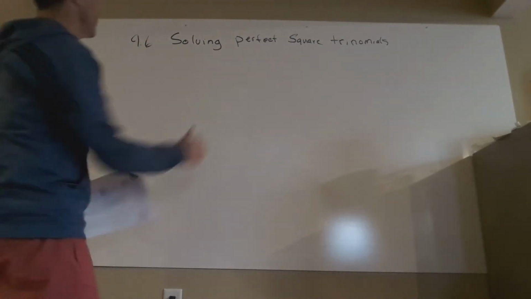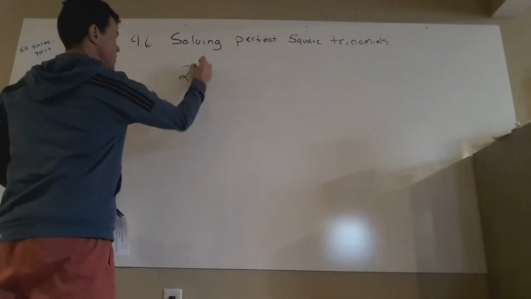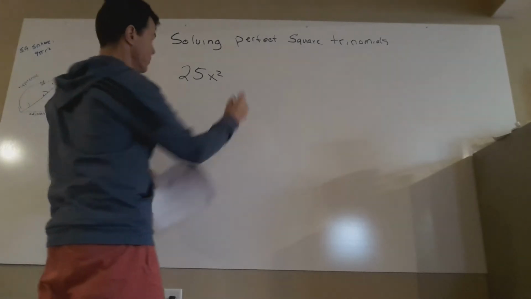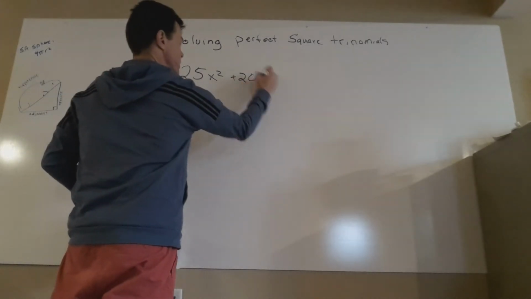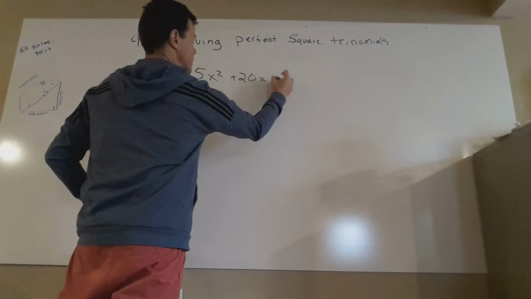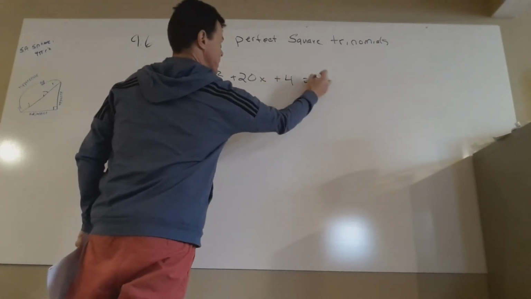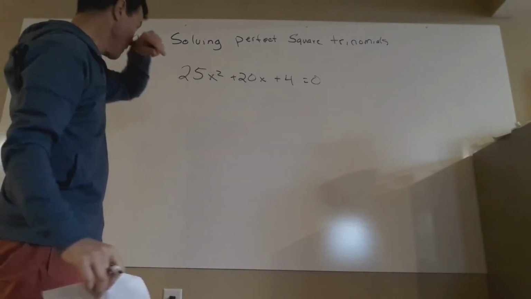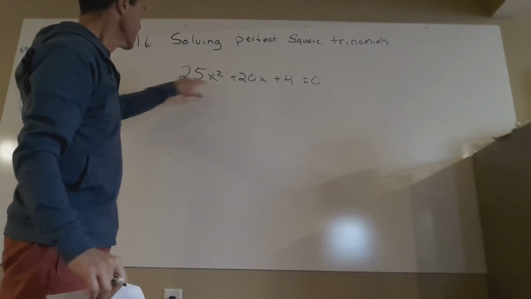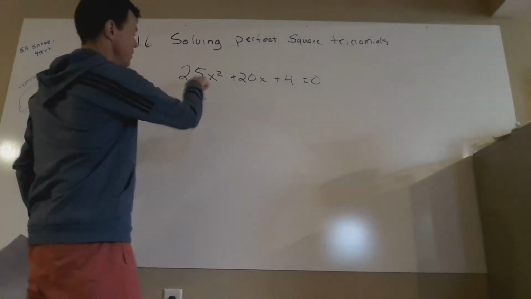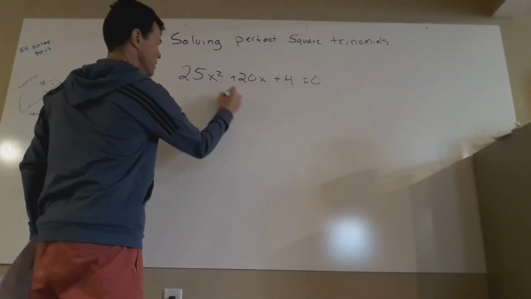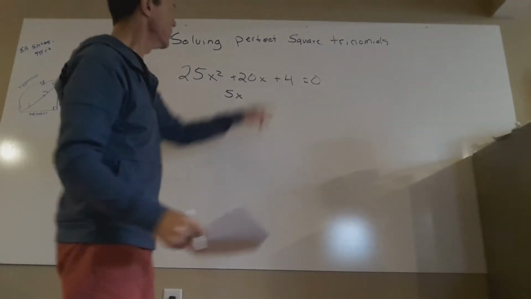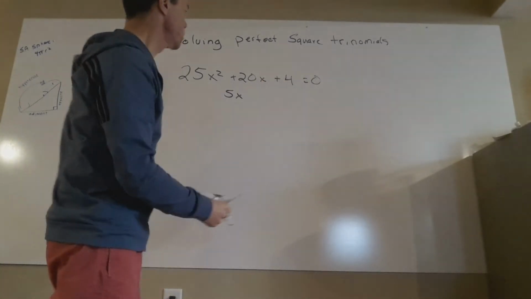Let me do this one. 25x squared plus 20x plus 4 equals 0. So check to see if this is a perfect square trinomial. The square root of this first term, the square root of 25 is 5. The square root of x squared is x. The square root of 4 is 2.